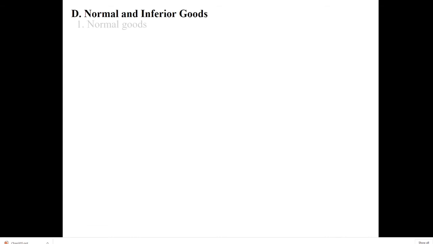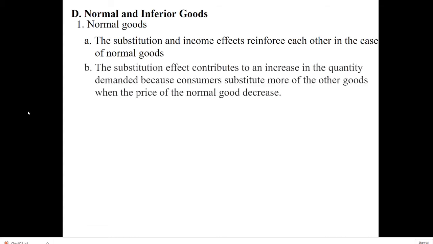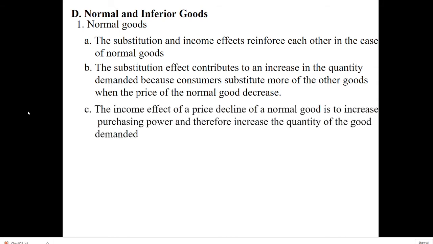Okay, normal and inferior goods. So the substitution and the income effect reinforce each other in the case of a normal good. I'm not going to go through these. The normal good, price goes down, your real income goes up, you buy more of it, right?